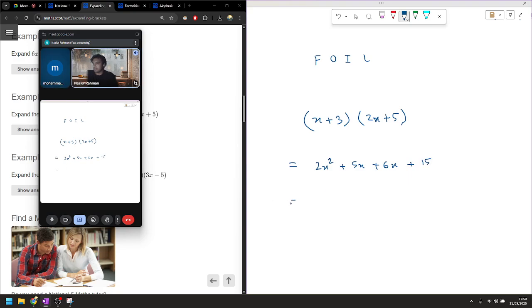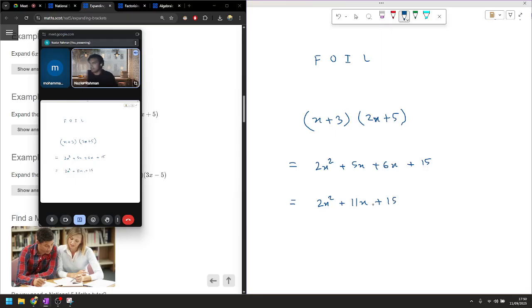Now we have to simplify. Okay. So do we go? So 2x squared. And then plus 11x. Good. And then plus 15. Yep, good. Well done. Right.